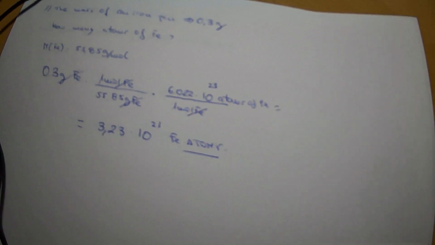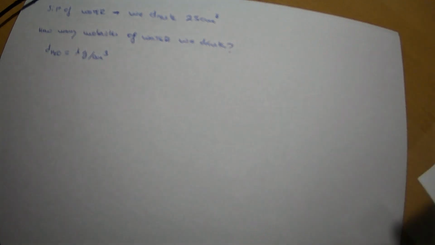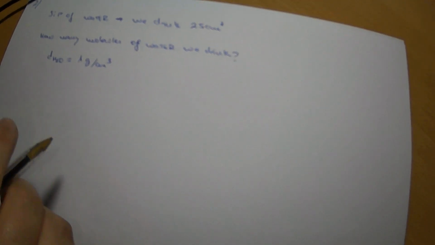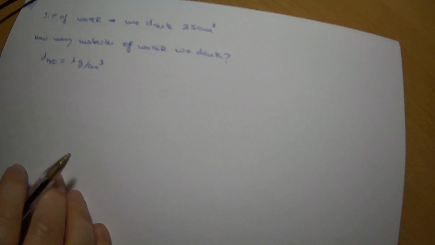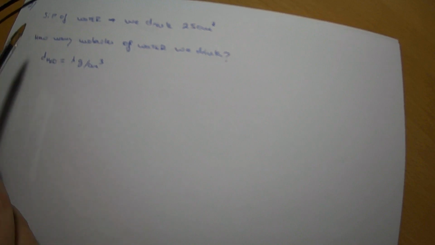Okay, we are going to continue with the second exercise. In the second exercise, we have a sip of water. And the statement says to us that when we drink a sip of water, we drink 25 cubic centimeters.